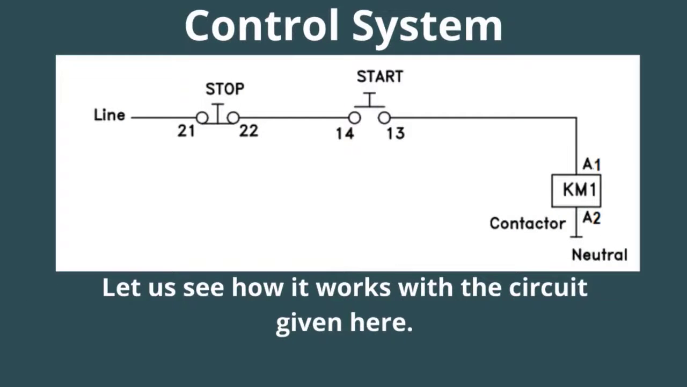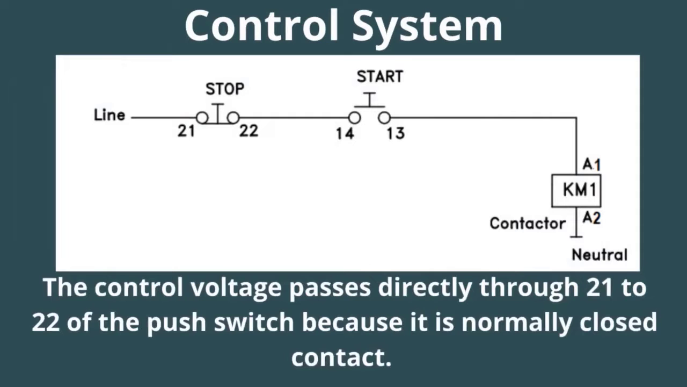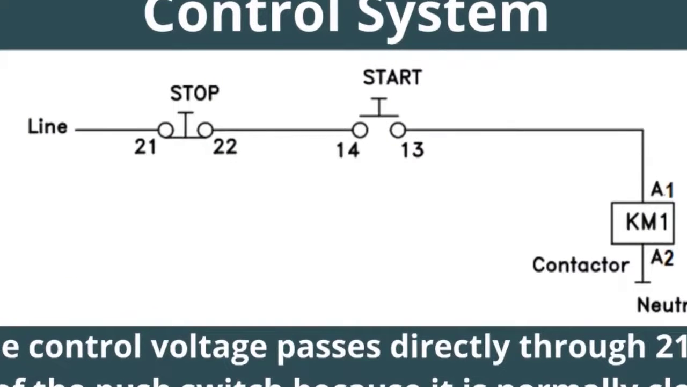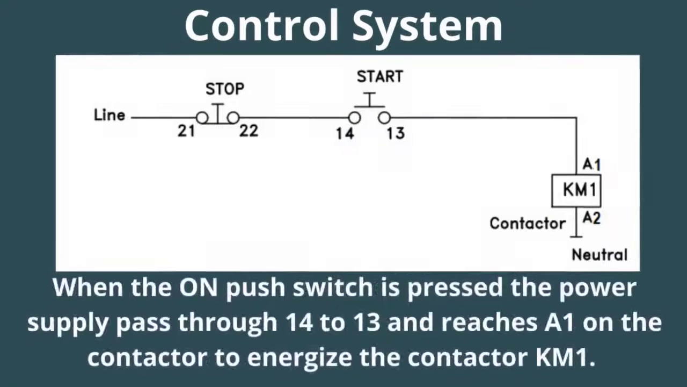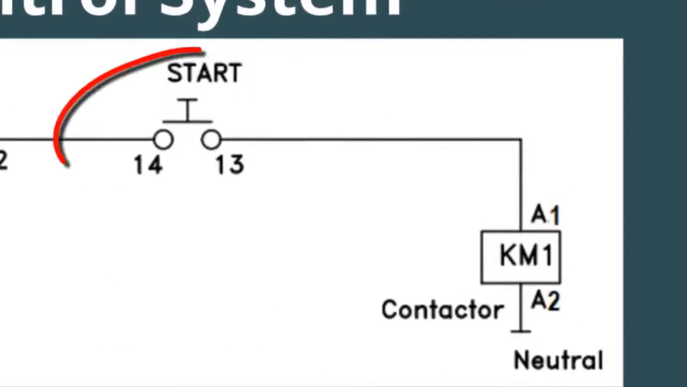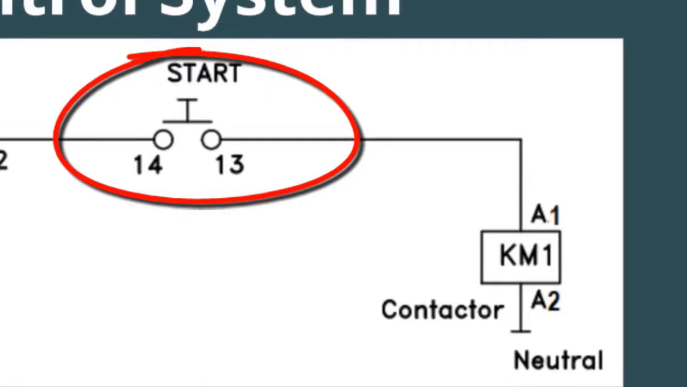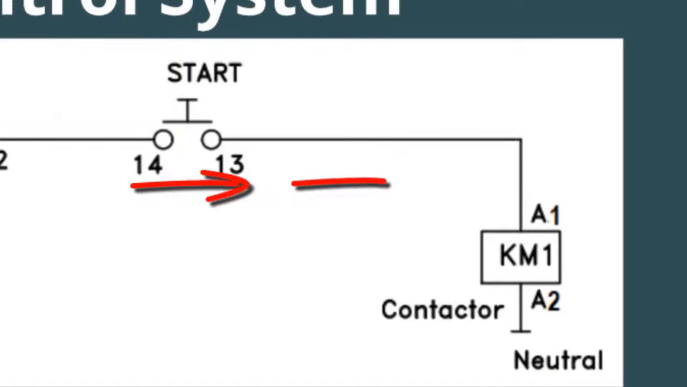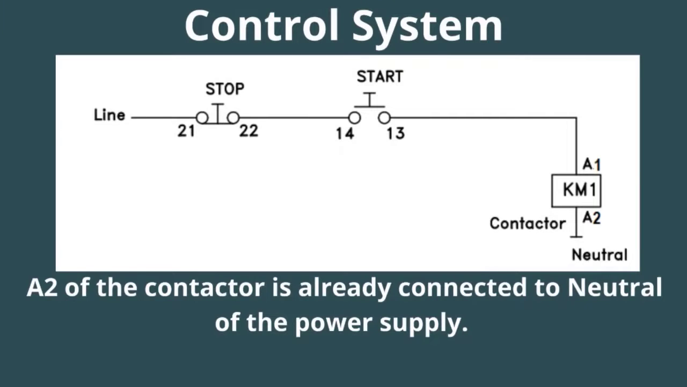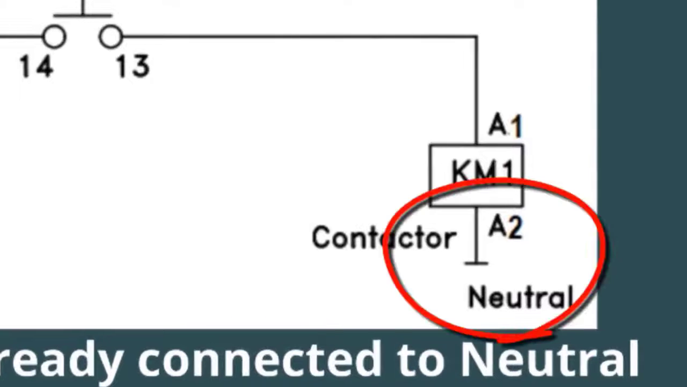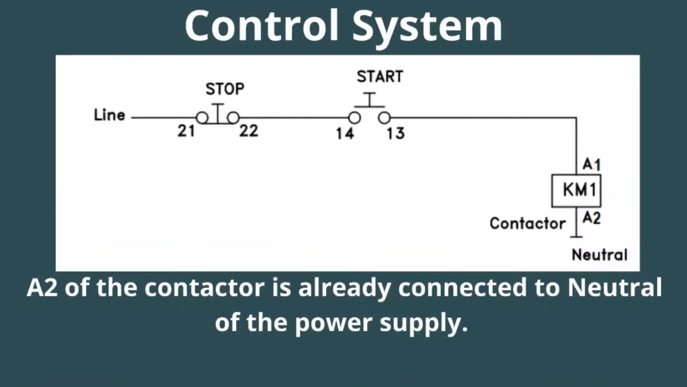Let us see how it works with the circuit given here. The control voltage passes through 21 and 22 of the stop push switch without any interruption because it is a normally closed contact. When the on push switch is pushed, the power supply passes 14 and 13 and reaches A1 on the contactor to energize contactor KM1. A2 of the contactor is already connected to the neutral.